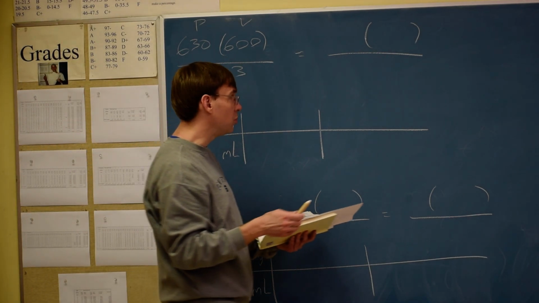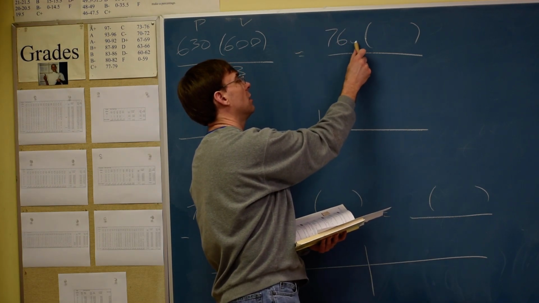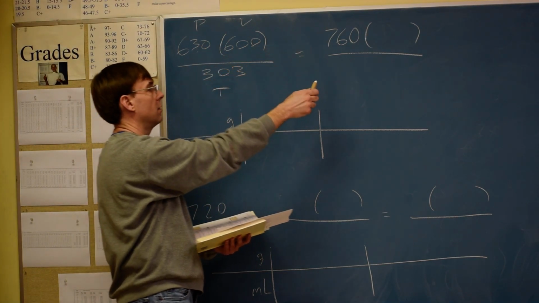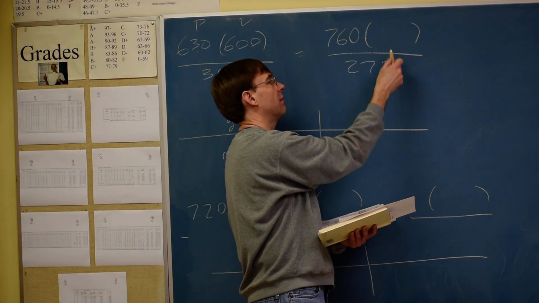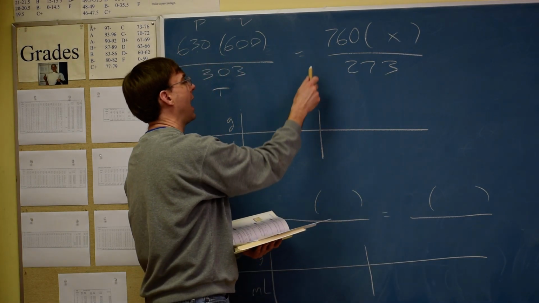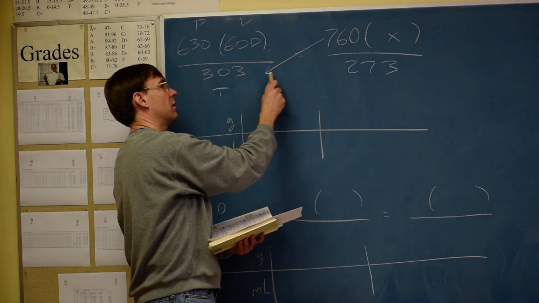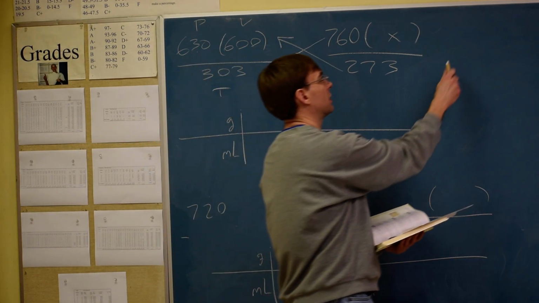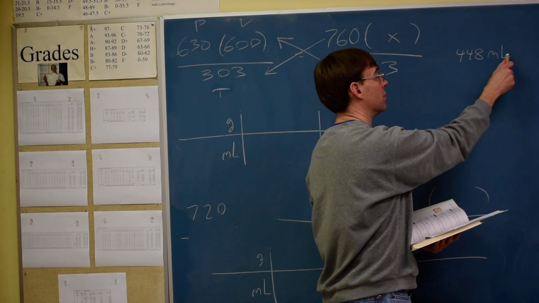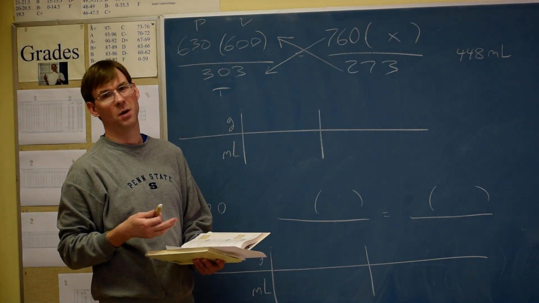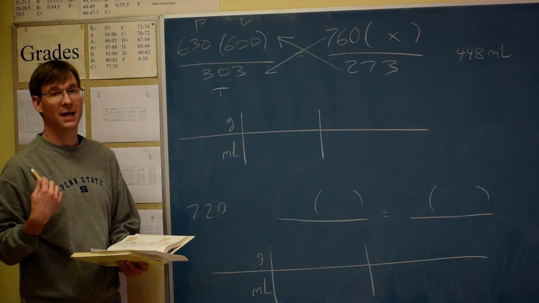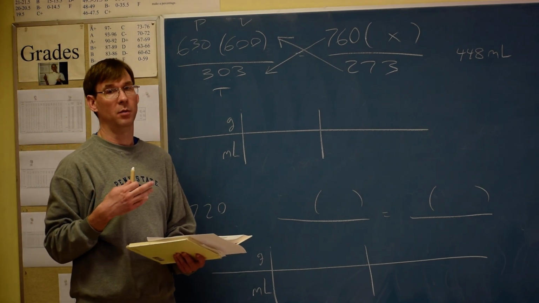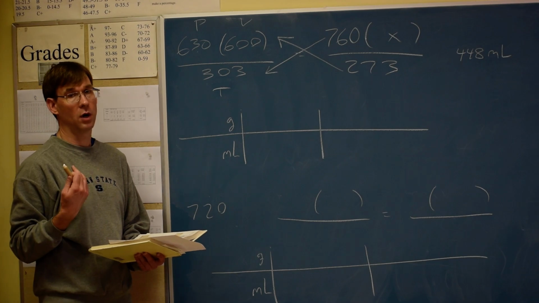If we go to STP, standard pressure is 760. Instead of 630 torr, 760 is our standard. Instead of 303 Kelvin, 273 is our standard. We don't know the new volume. So as always, top number goes down, bottom number goes up. Punchy, punchy, punchy. The calculator is going to give you 448 milliliters. If you can't do that, don't try this homework yet. Go back a few videos, watch the combined gas law video, and work those problems from earlier in the chapter. If you can't do those chapter problems, this is not the video for you to be watching. You've got to work on the earlier chapter.